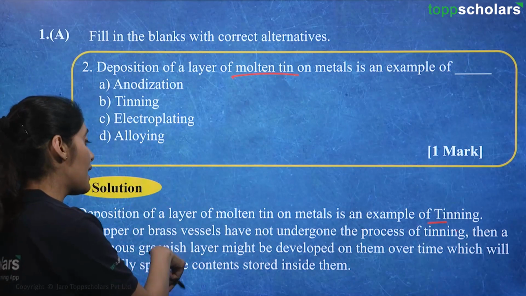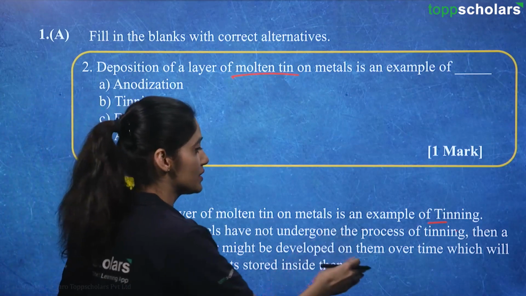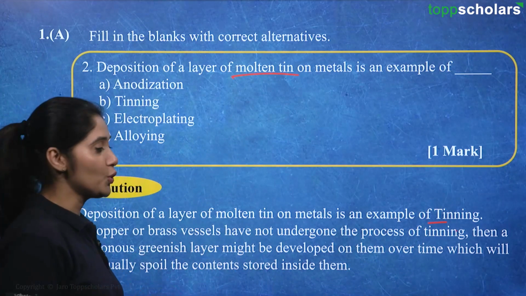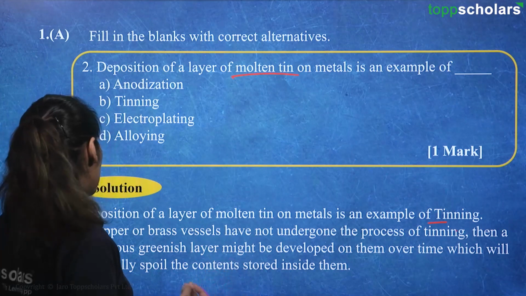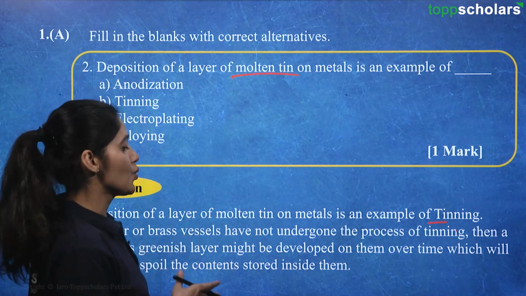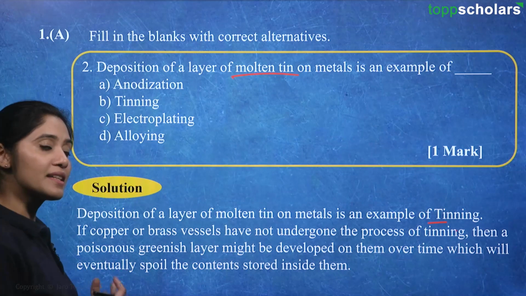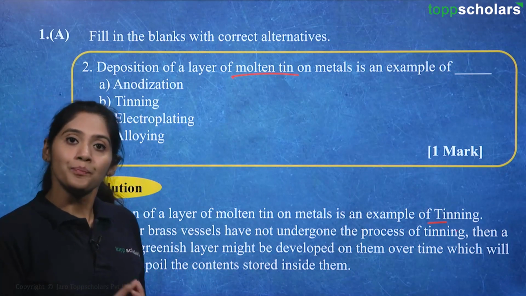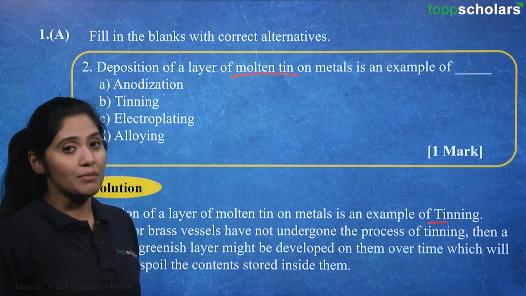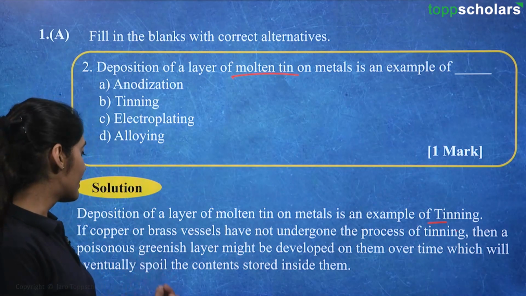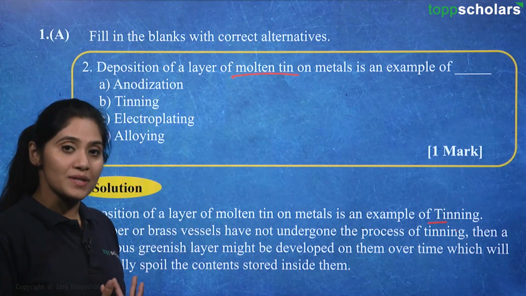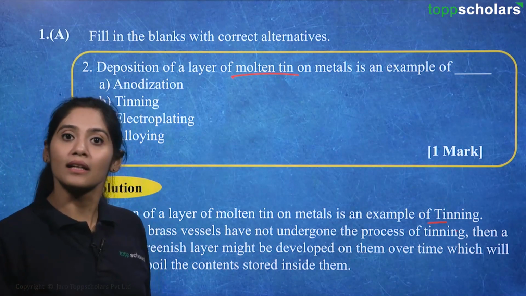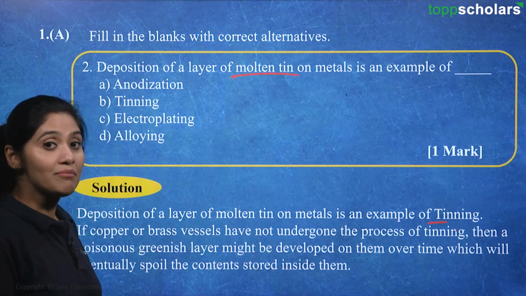If copper or brass vessels have not undergone the process of tinning, then a poisonous greenish layer might develop on them over time, which will eventually spoil the contents stored inside them, right? So, that is the reason why the tinning process is very important, especially on copper and brass vessels. Otherwise, over time in contact with air, it produces a greenish layer of substance which is actually poisonous. So, if we are using those containers to store any food items, it can make them contaminated, right?